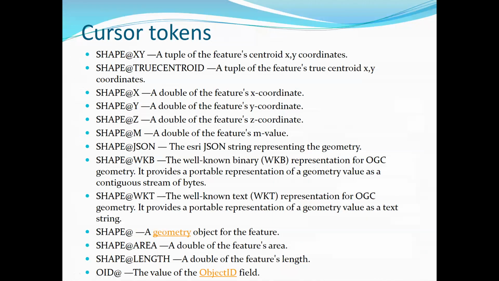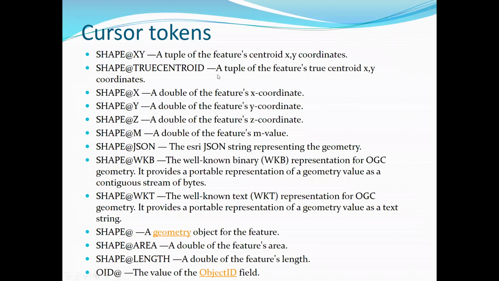There are some special tokens you can use with all of the cursors: search, update, and insert. These tokens are kind of behind the scenes, and if you want to access this information, it's real easy to do. If you need just the XY, the centroid, you can call XY rather than the full geometry. If you call the full geometry, that takes quite a bit of processing behind the scenes to get a full geometry object. The XY is just going to be a tuple of values.